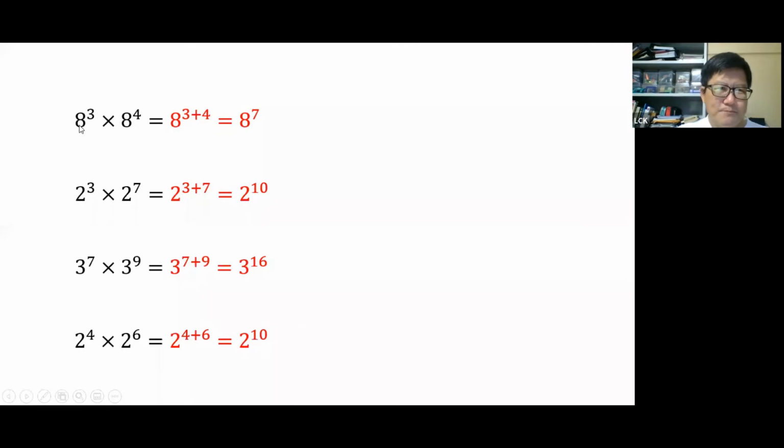Now, here you have the base of 8, base of 2, base of 3, base of 2. Now, the good news is this, the base doesn't have to be a number. The base can be a letter. So here is the same, but on the right side I'm going to do some more questions, using some letter bases. So x to the power of 4 times x to the power of 3. The base here is x, the index is 4. The base here is x, the index is 3. And the method is the same.